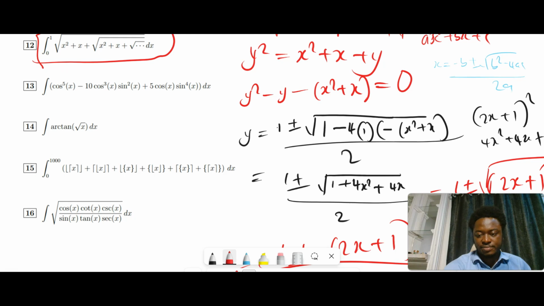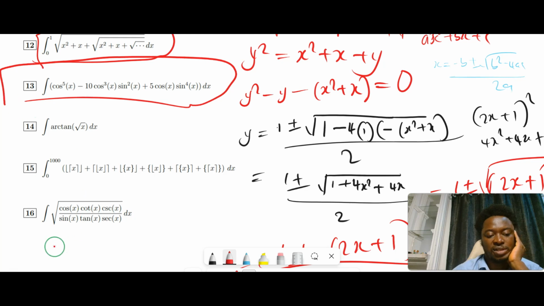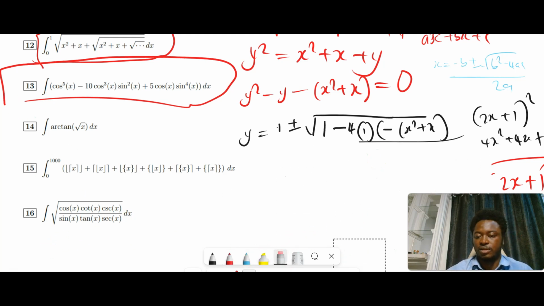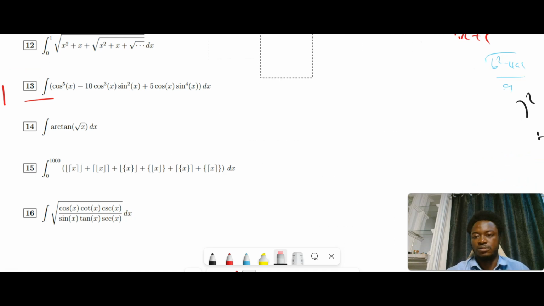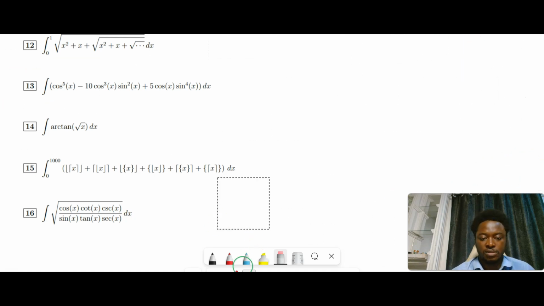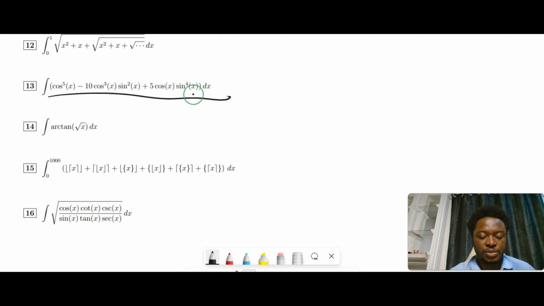Now this number 13 is... number 13 is not so. Let's see. And this is nothing serious here. I think we need to only find the value of cosine 5x, right? Yes. I think we need to find the value of cosine of 5x.